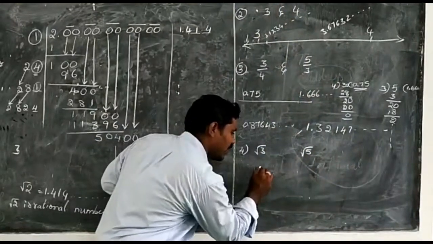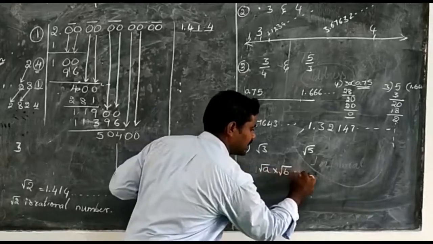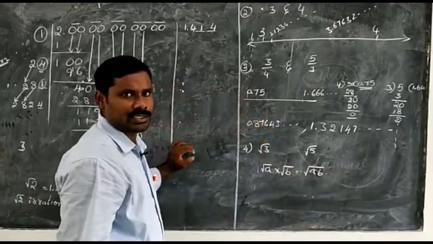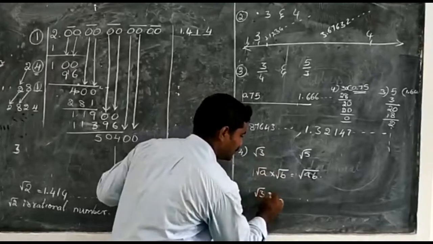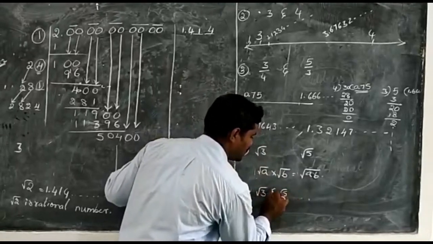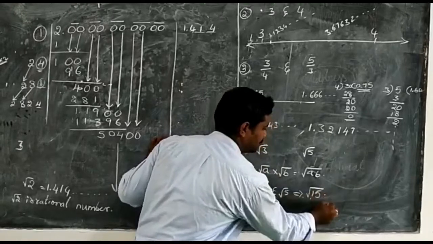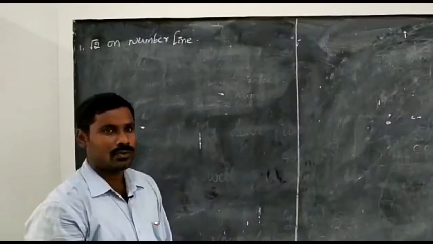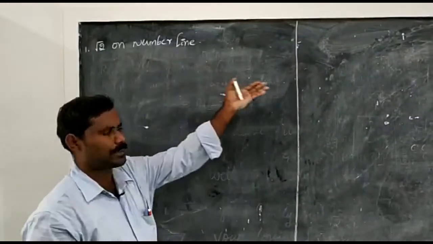Now the formula is, we have one formula: root A into root B is equal to root AB. Now for root 3 and root 5, in between these two we have an irrational number, that is root 15. Root 15. We found root 2 value already. Now using the root 2 value you have to represent it on the number line.